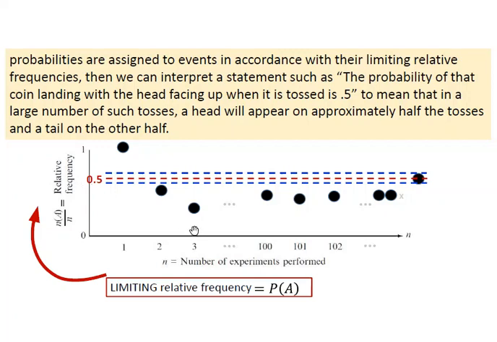So the probability of event A can be interpreted as the limiting relative frequency of event A. In this example, for a large number of tosses, this experiment shows that a head will appear on approximately half of tosses and tail on the other half.